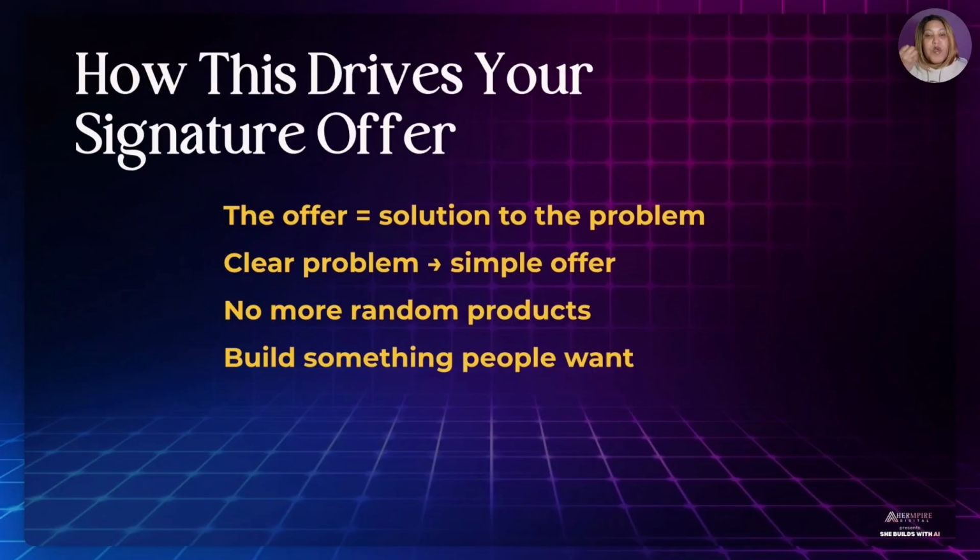Okay. So when the problem is clear, the offer practically builds itself. It builds itself because you're going to solve the problem that they're telling you that they have. So then you can make the product. This is how you avoid creating random digital products that don't sell.